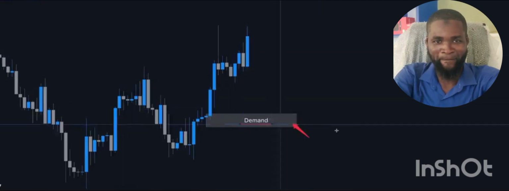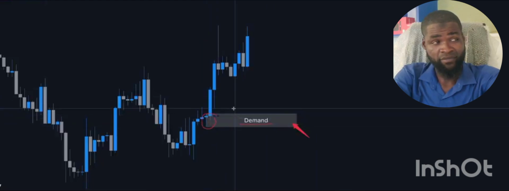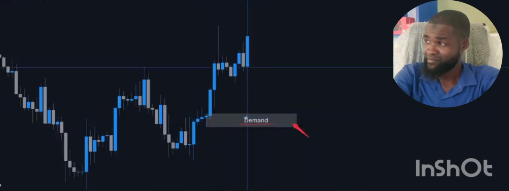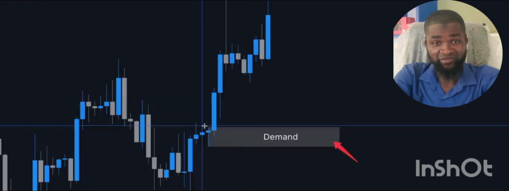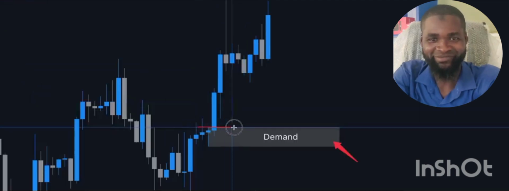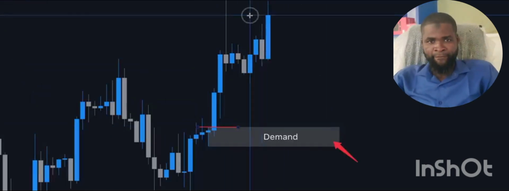Now this is what we call a demand zone. It's a little box that we can draw on the chart. And what this demand zone shows is an area where significant buying has entered the market. This impulse shows clear buying control from this level up to where the market is now.